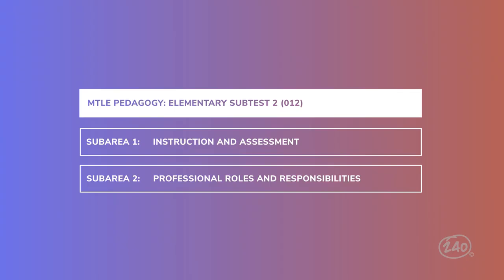Now, Subtest 2 is just like Subtest 1 in that it consists of approximately 50 total questions coming from two overarching sub-areas. The sub-areas are instruction and assessment and professional roles and responsibilities. Each sub-area is worth about 50% of the exam. This means you'll see about 25 questions from each. You'll find three objectives within each of these two sub-areas.